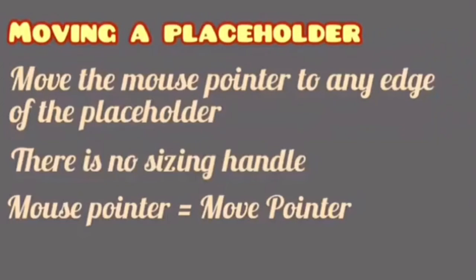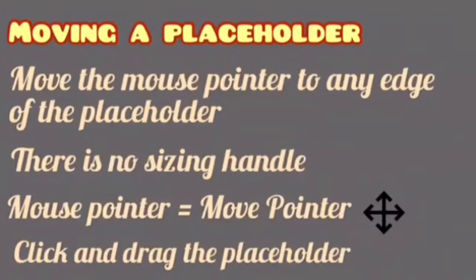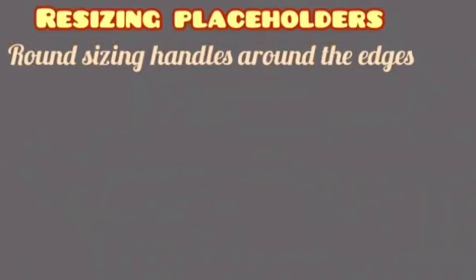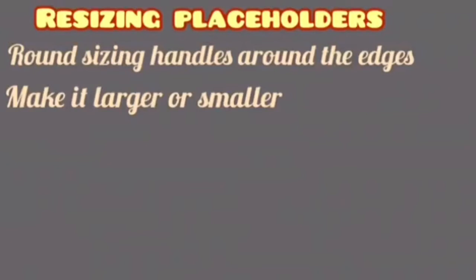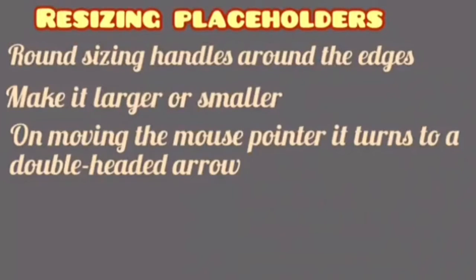Once you move the mouse pointer there, what will happen? You will find the mouse pointer changing to a move pointer like this. And from there you have to click the mouse and drag the placeholder wherever you want it on the screen. So just move the mouse to any one edge of the placeholder, then the mouse pointer will change to a simple move pointer. From there you can click and drag. So the placeholder will be moved.